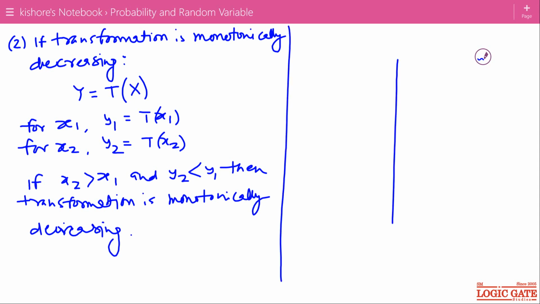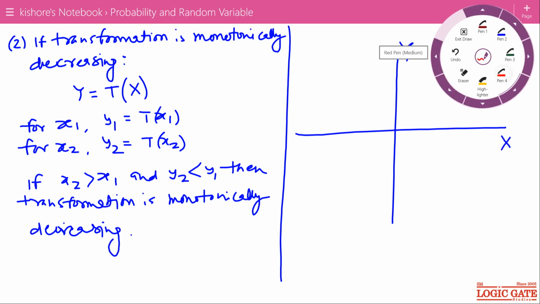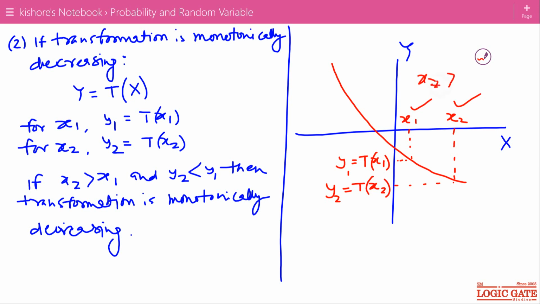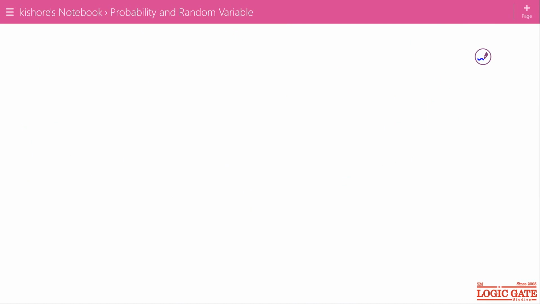Let us draw y versus x, where transformation is monotonically decreasing. Selecting two values of x, that is x1 and x2, corresponding values of y are y1, that is T(x1), and y2, that is T(x2). Now we can see x2 is greater than x1 and this y2 is less. It means transformation is monotonically decreasing. Now we will find out the PDF of random variable y from the PDF of random variable x. I will draw the transformation again.